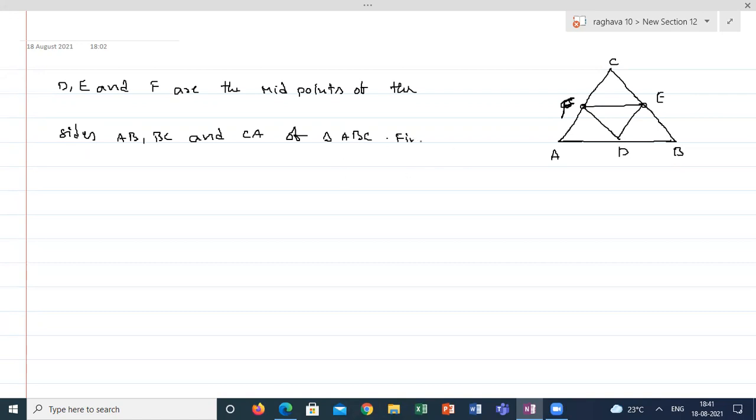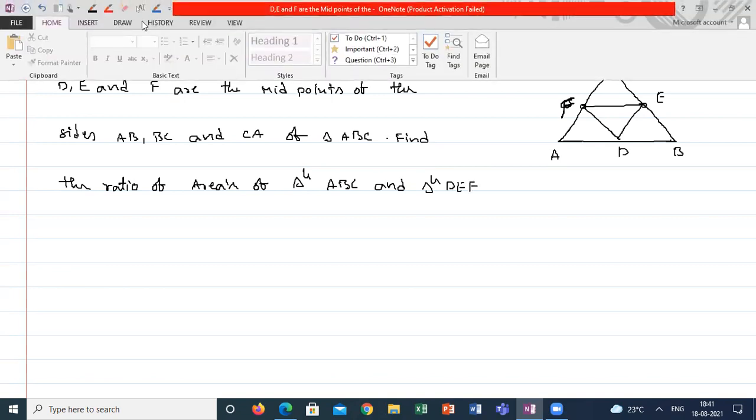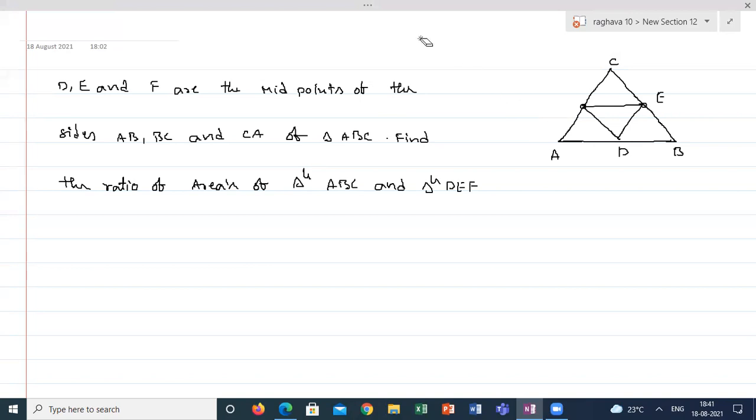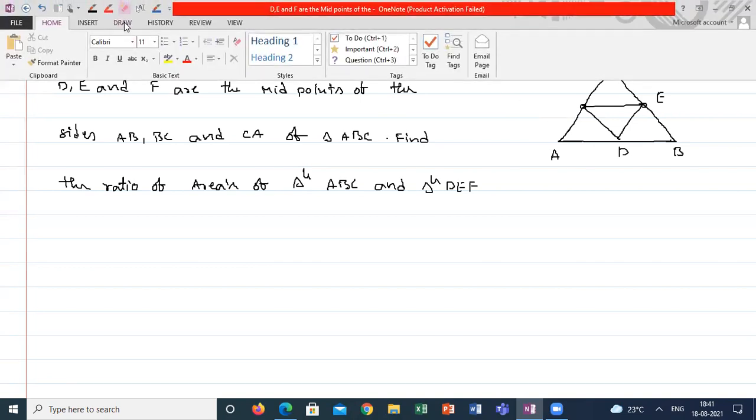Find the ratio of the areas of triangle ABC and triangle DEF. Expecting you to solve this question. Again, I'm giving some time to solve this question. Please proceed.